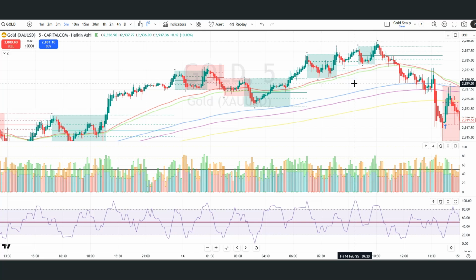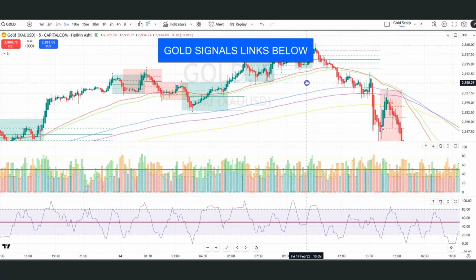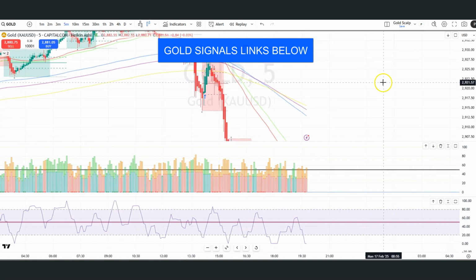Again, practice these, because at the end of the day you've got to practice and practice with a demo account before going live, and definitely practice with a demo account before getting funded. This is a fantastic way to get funded, by the way, once you have the settings.